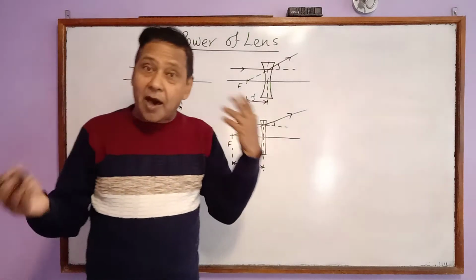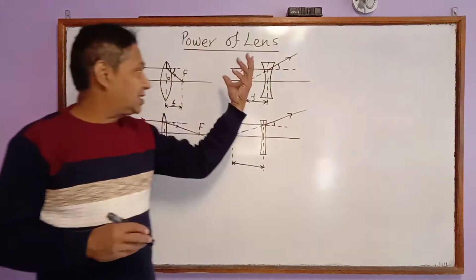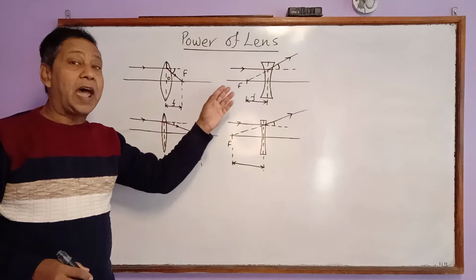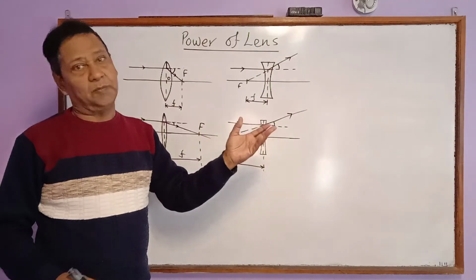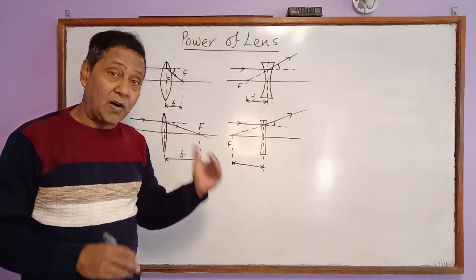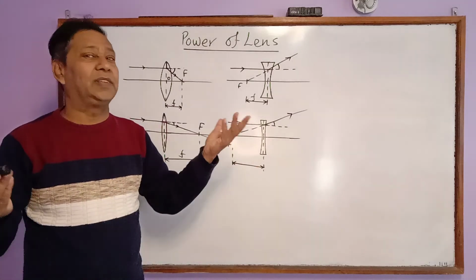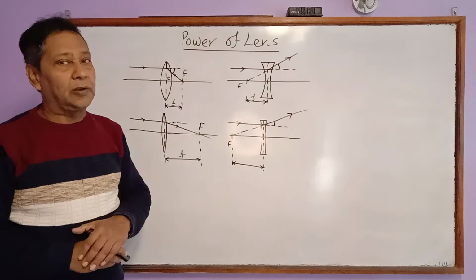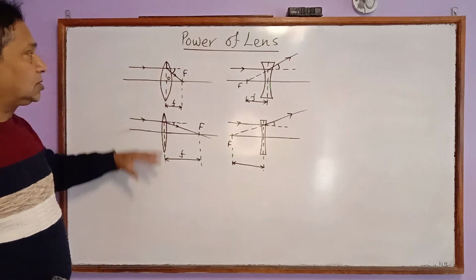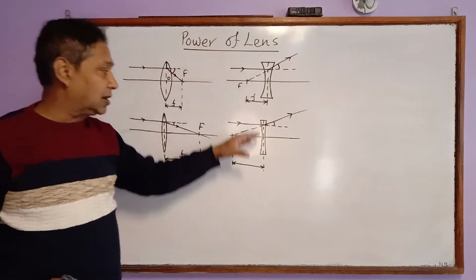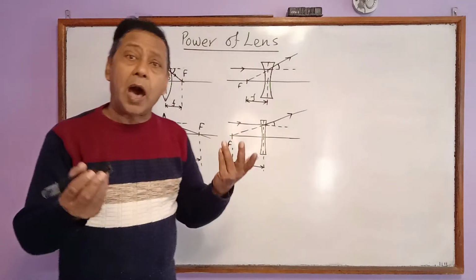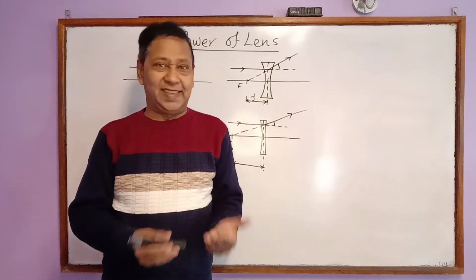Actually, what is power of lens? Power of lens is answered here. The converging capacity or diverging capacity of the lens is called power of lens. The converging or diverging capacity of the lens is the power of lens. And this way we can define power of lens. It means we can compare these two. Here power is more. We can compare these two. Here power is less. But mathematically, how can we calculate power of lens?